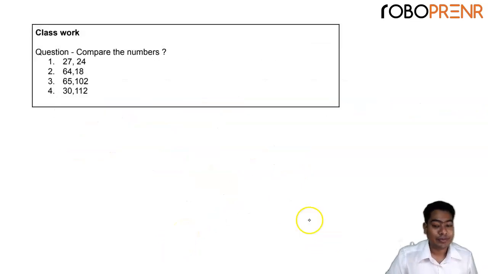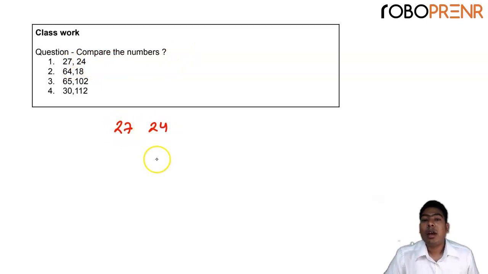Simple to understand? Now let's take some more examples. Let's compare these two numbers, 27 and 24. By observation, we can see this is the second case, in which the number of digits are the same. When we observe the leftmost digit of the two numbers, they are already similar, 2 and 2. Now we compare the second leftmost digit, that is 7 and 4 in this case.